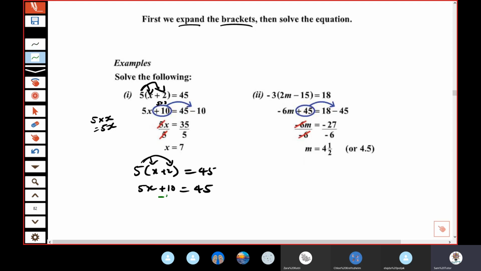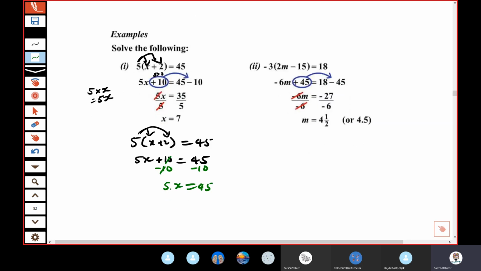How do I get rid of the plus 10? You minus 10, you minus 10. And then how do I get rid of the 5? You're going to divide by 5, which means x equals 9. Anyone have any questions for that one there? So it's more the first line that's really important.